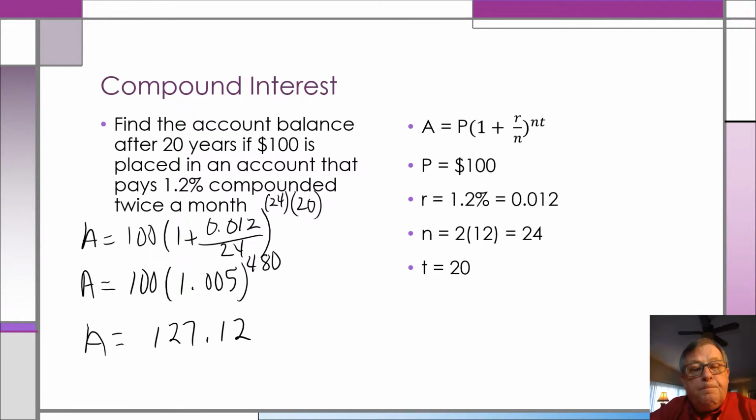Why did I do that? Because we're dealing with money. It only goes to 2 decimal places. Let's put our dollar sign out here. So $100 after 20 years, getting paid only 1.2% interest compounded twice a month, gives us $127.12. Not a lot of money.